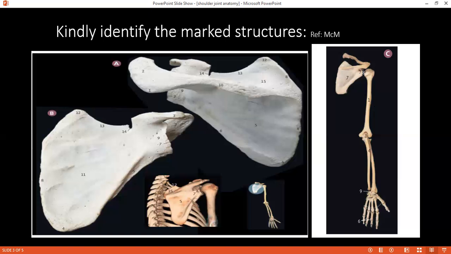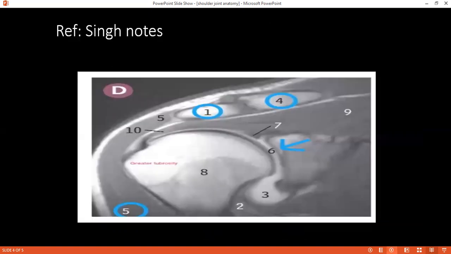What structures pass through this quadrangular space? The axillary nerve. And which vessels? The posterior circumflex humeral artery. Vessels, not just the artery, the vein as well, so say vessels. All right, good. Can you tell me what kind of image you are looking at? It is a magnetic resonance arthrogram. What are the conditions in which you will ask for this investigation?